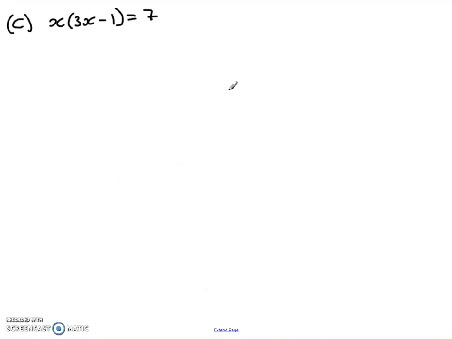Last one I wanted to look at was one that was written like this. Now this isn't in standard quadratic form. Remember, it has to be ax squared plus bx plus c equals 0 for us to be able to do it. So when you get one like this, it's not like that. Manipulate it and make it like that.